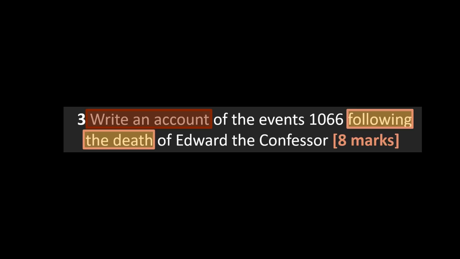The phrase write an account requires you to place events in chronological order and show the key concept of cause and effect, in other words, how one event led to another. In this case, you need to discuss events following the death of Edward the Confessor. Essentially, you are explaining how Edward's death set off a series of events that resulted in 1066 being the most famous year in English history.